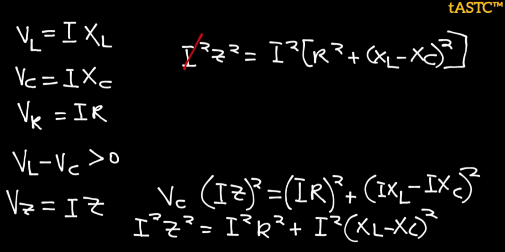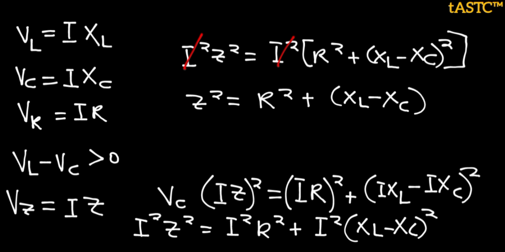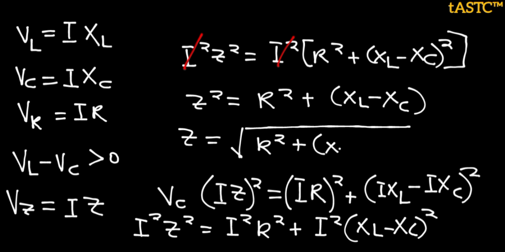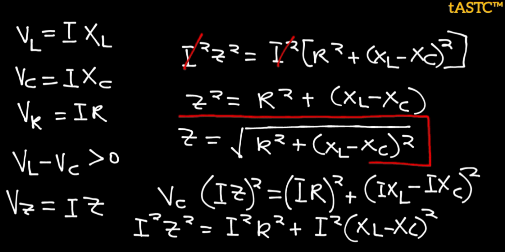So from here, we can cancel these things. So this is going to be Z squared. Z squared is going to be equal to R squared plus (X sub L minus X sub C) squared. Now from here, we can find out what this is. This stands for the impedance of an RLC circuit, which is connecting the resistor, the inductor, as well as the capacitor in series. So that will be the square root of everything there. So that will be R squared plus this. So this is what you're going to have. This stands for the impedance of a circuit.